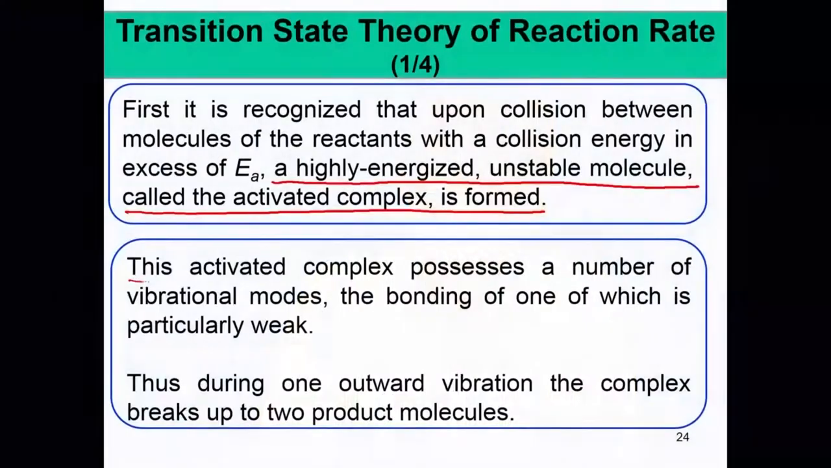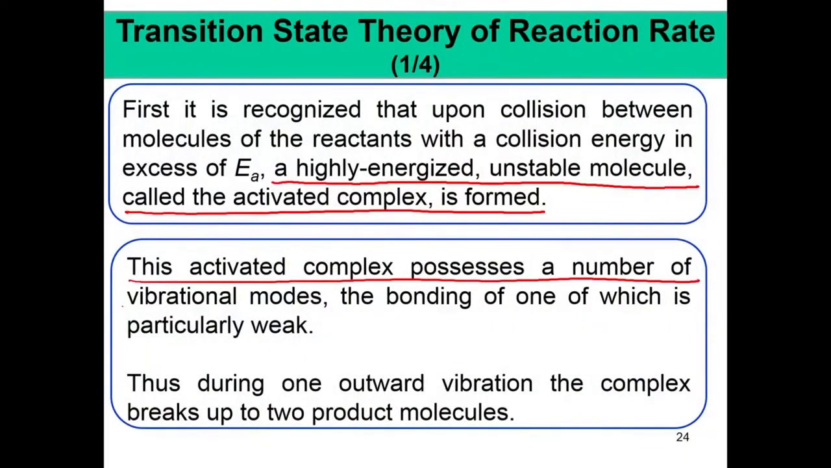Okay. But the basic funda is this, that a highly energized unstable molecule called the activated complex is formed. Now, this activated complex once formed possesses a number of vibrational modes, and the bonding of one of these modes is particularly weak. Okay. And during the first such outward vibration, the complex breaks up to produce two product molecules. So, yes, reactant goes into products as it happens, okay, but it does not go into a product directly. It goes into the products through an intermediate step, which is the formation of this activated complex. Okay. So, now let us consider how this activated complex is formed.